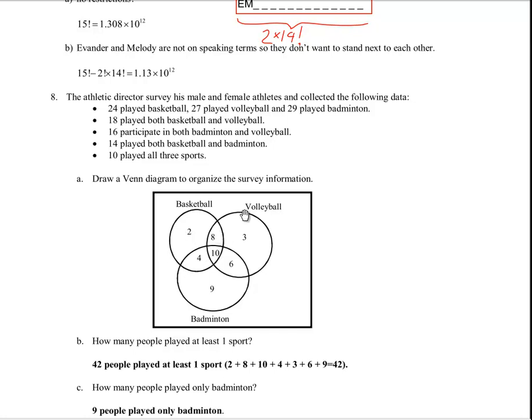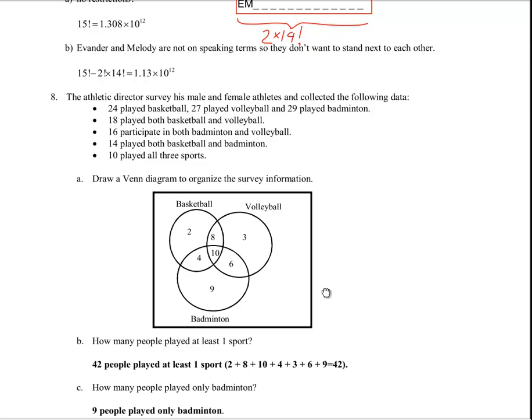For the volleyball, there's 27, so we already got 8, 10, and 6, that's 24. So we need just 3 people out here that only played volleyball. And then 29 played badminton, so 4, 10, and 6 is 20. So we put a 9 here because there's 29 here altogether. So that's the Venn diagram.